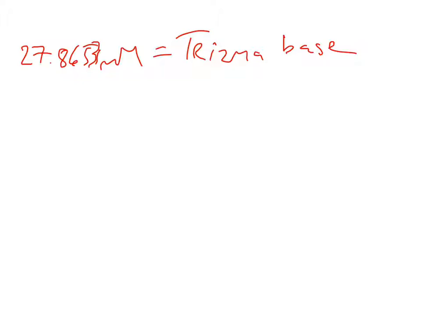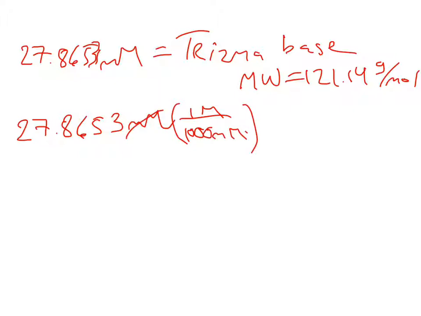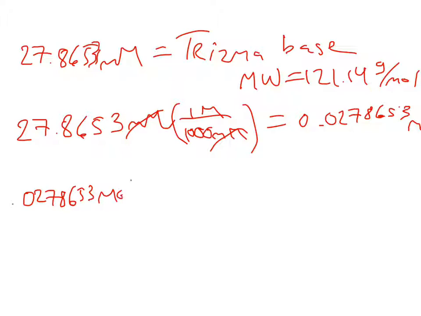Let's start out, and we know our molecular weight from that sheet was 121.14 grams per mole. So we end up with 27.8653 millimolar. 1 molar over 1,000 millimolar. So we can get this into moles. And that's going to give us 0.0278653 molar, moles per liter.